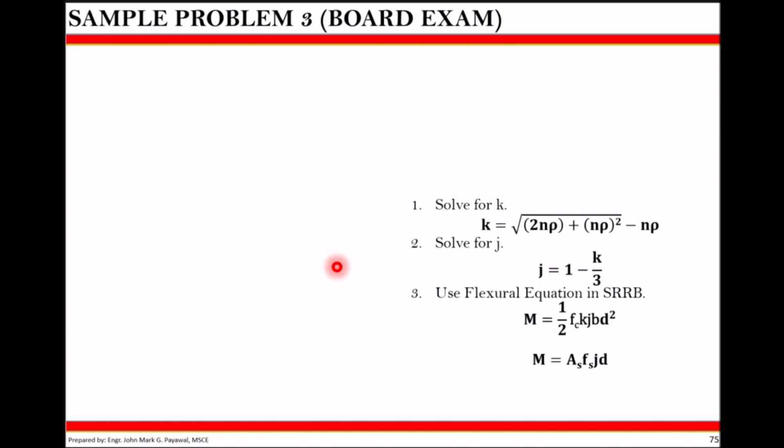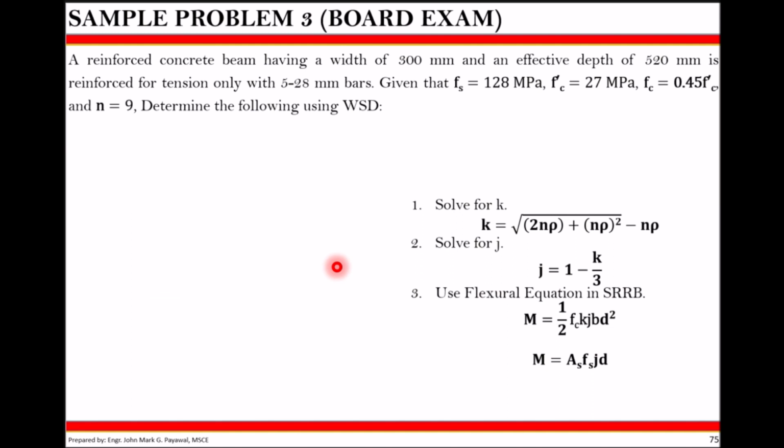For sample problem 3, this is taken from a board exam type of question. A reinforced concrete beam having a width of 300 and an effective depth of 520 is reinforced for tension only with 5 28 millimeter bars. Given that Fs is equal to 128 megapascals, Fc prime equal to 27, Fc equal to 0.45 of Fc prime, and n equal to 9, determine the following using WSD. For number 1, the balanced moment capacity of the beam.